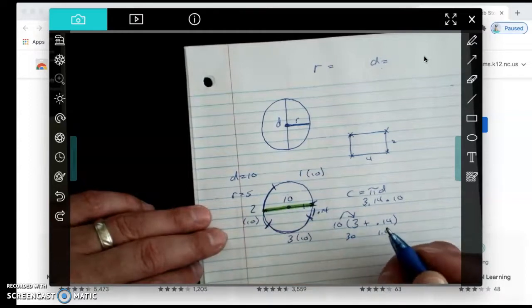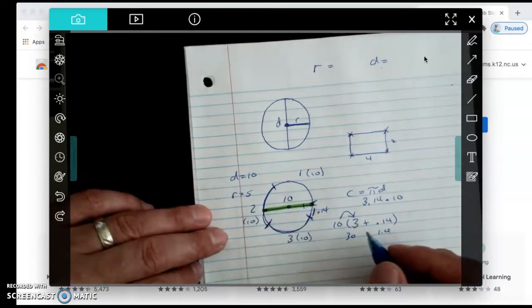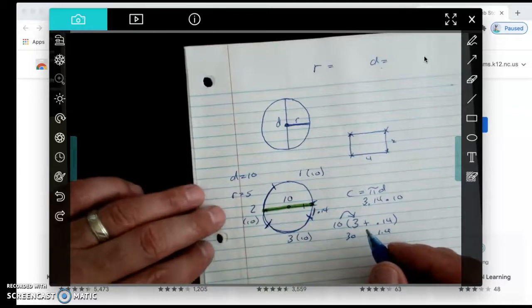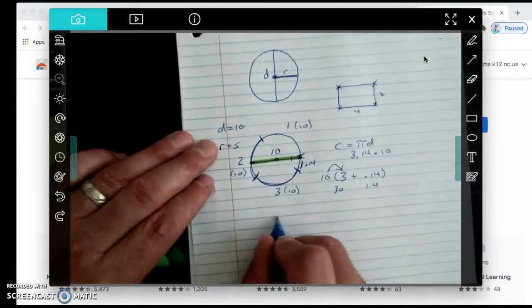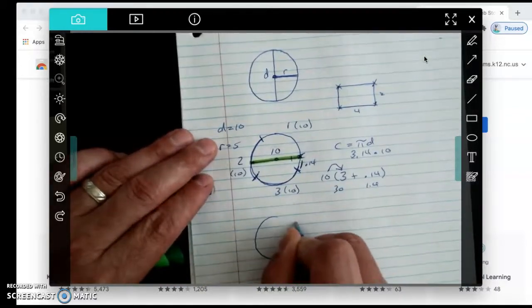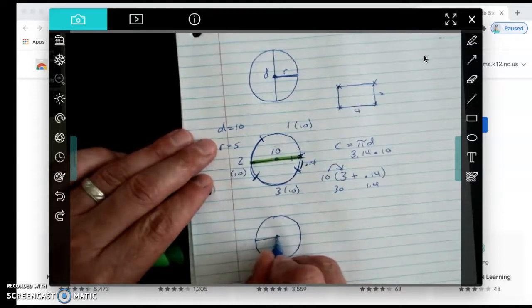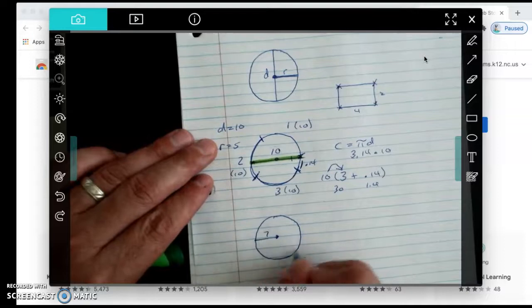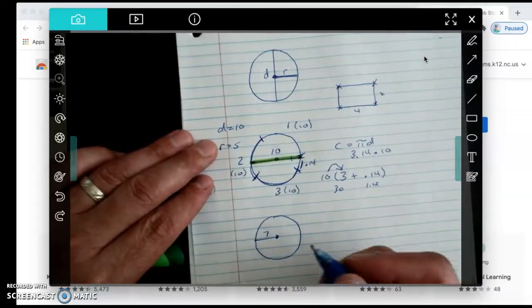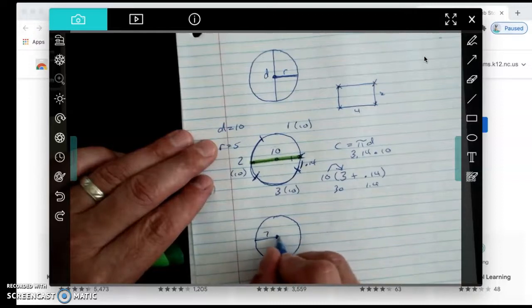You can use your calculator, or you can just multiply it by 1.14, whatever it would be. So if they give you another one, a little bit of a strange one here, they give you a radius, and I need to find the distance around. I can't use the radius because that's not going to help me. I could, but I'm going to have to multiply it by some crazy number, and you don't want to do that. So I extend it.